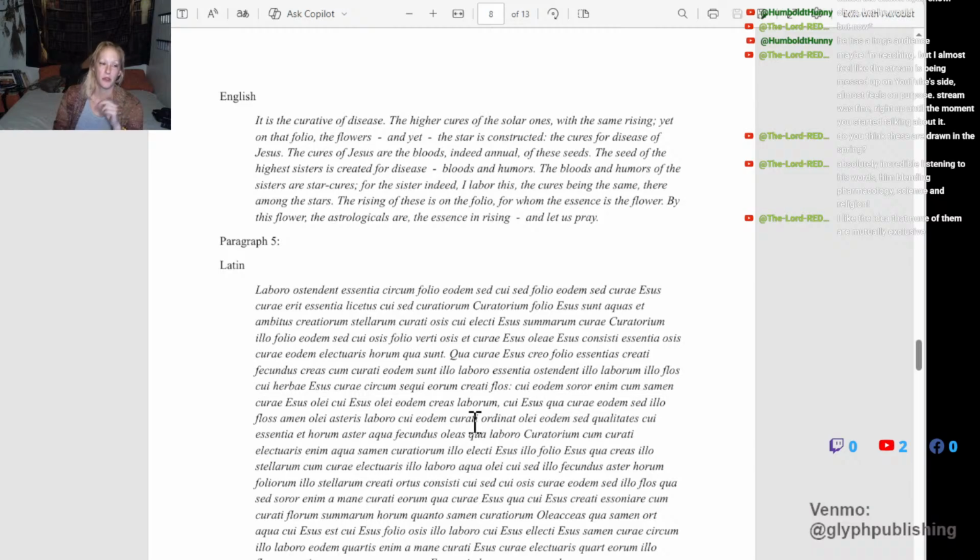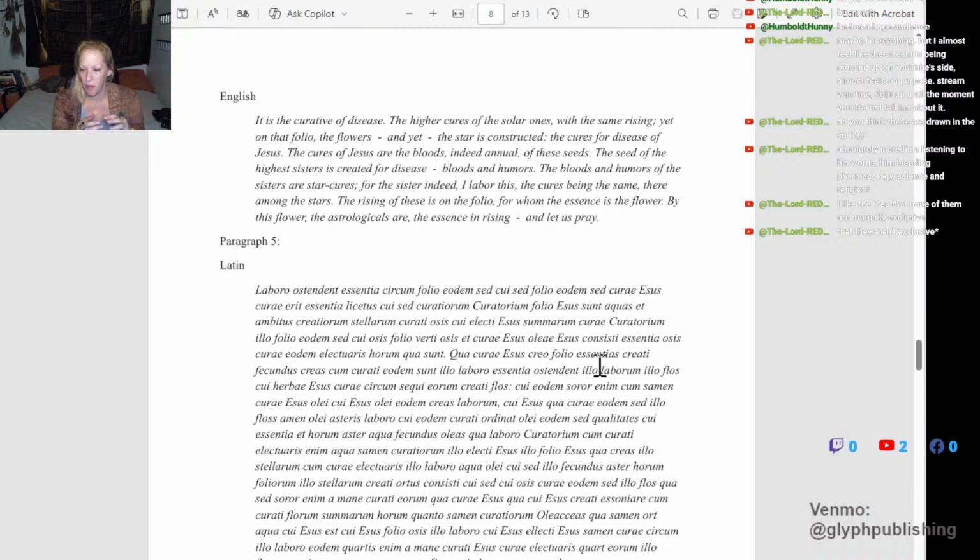They are among the stars. The rising of these is on the page, for whom the essence is the flower. And by this flower, the astrologicals exist, the essence in the rising. And let us pray. So it says the astrologicals are, but you can say the astrologicals exist. The essence and rising. I don't think it's rising by itself, but also birth.